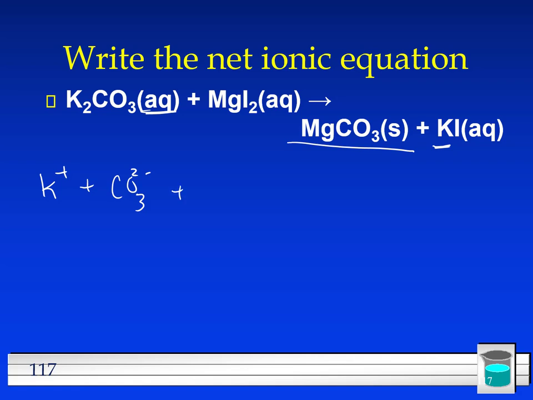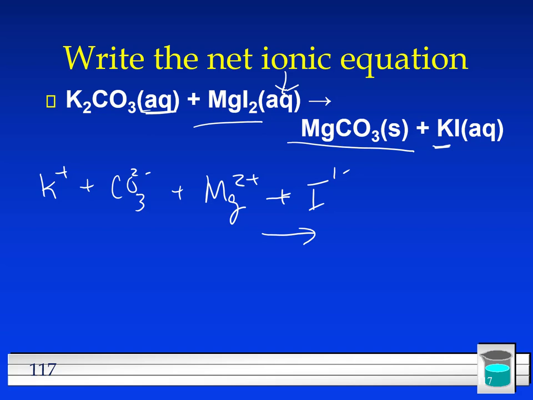Okay, in my solution, is there any MgI2? Is there any of this stuff in my solution? Well, it says aqueous. Aqueous means no, it's not there. It fell apart. So it's going to be Mg, and Mg always gets a 2 plus charge, and I always gets a 1 minus charge, or just a minus charge.